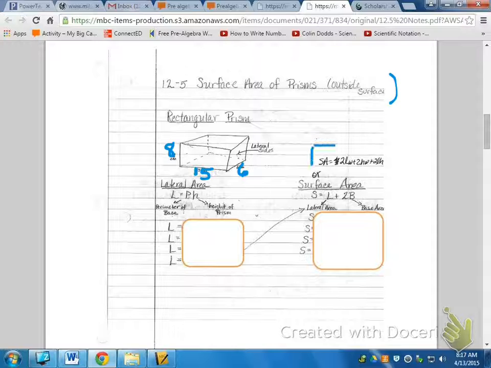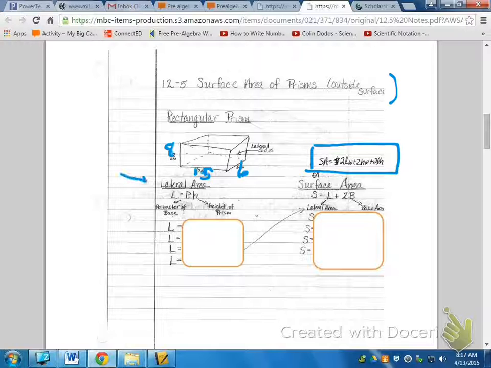A lot of times on formula sheets you might see this. Surface area is 2 times the length times the width plus 2 times the height times the width plus 2 times the length times the height. And this would be considered the length, this would be considered the width, and this would be considered the height. And you could use that formula, but usually what I like to do is do what you're going to do for any prism, and this makes sense to me.